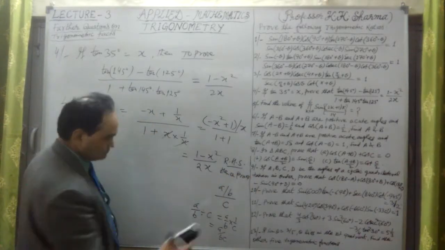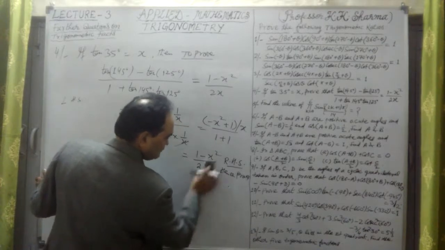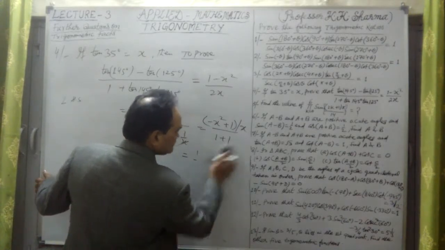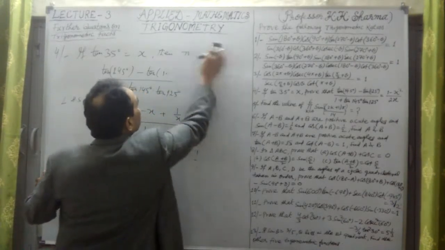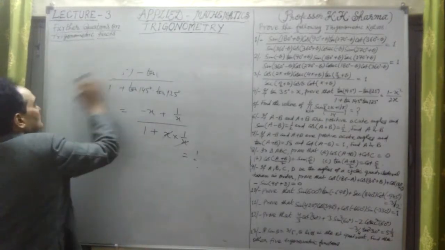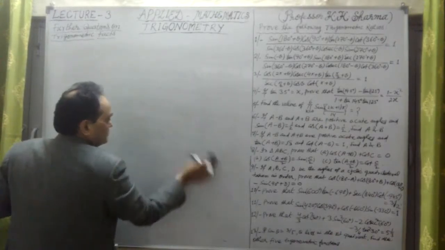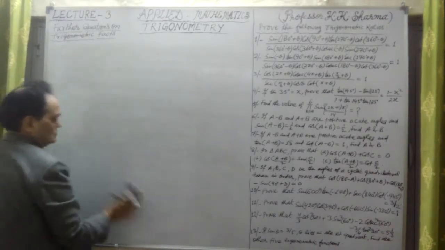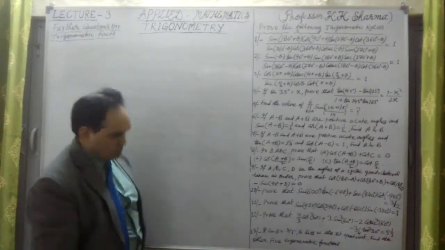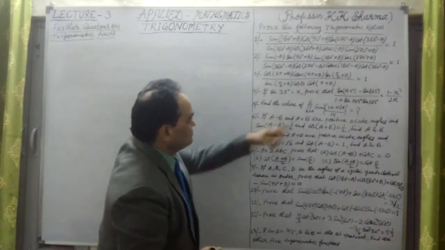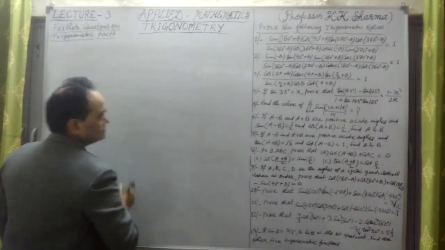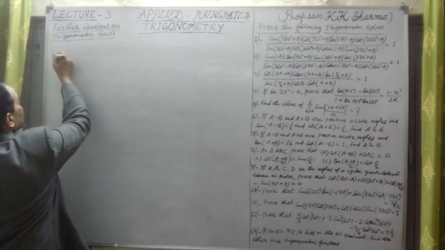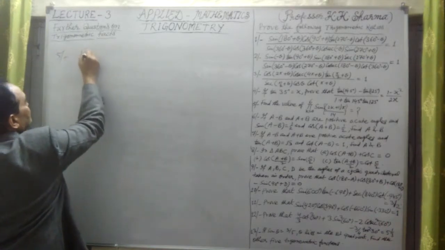Okay, question number 4, we have completed. Let's talk about question number 5. Okay, now question number 5. Question number 5 is find the value of this, this is the product sign.